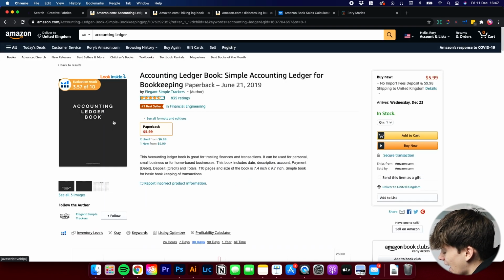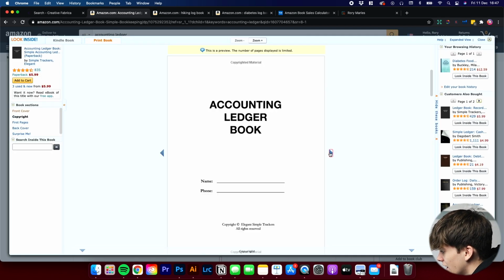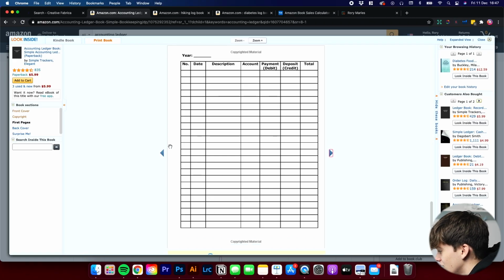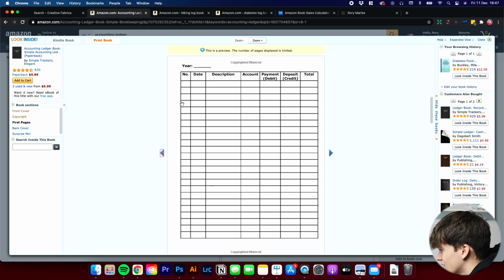Let's start off by having a look inside and having a look at the sort of interiors, if we're looking to create them ourselves, what kind of things we're looking for. And, well, you can see how simple this is. All it's got included here is the year, and then you put a number on the side, the date, description, account, payment, deposit, and total. Boom, that's it. Just drawn a couple of lines and basically just made this table.